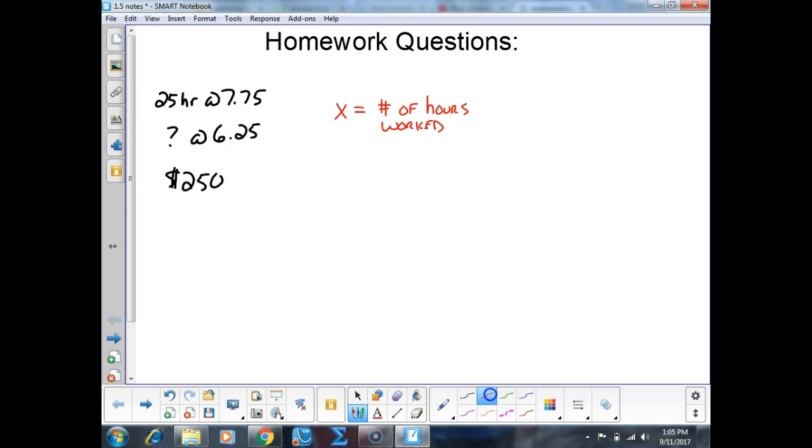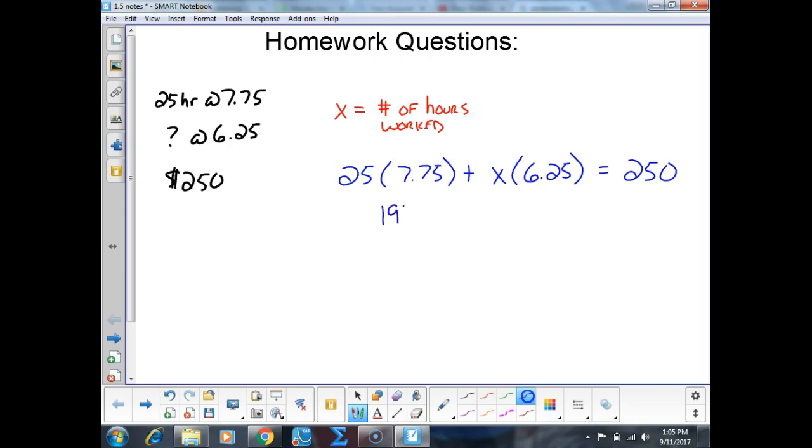So you take this money and add it to this money, and you want this money. So 25 hours at $7.75 per hour plus X hours at $6.25 per hour is going to equal $250. So that tells me that 193.75 plus 6.25x equals 250.